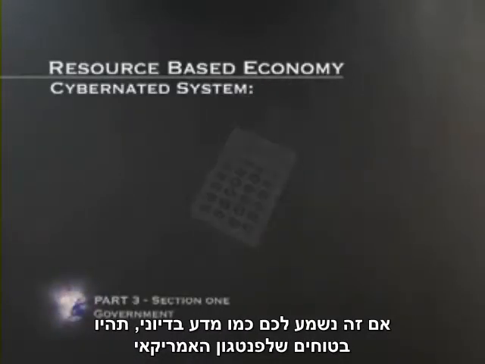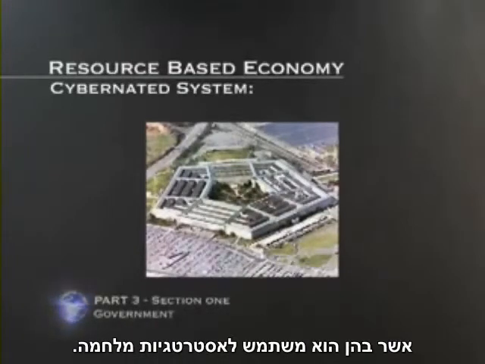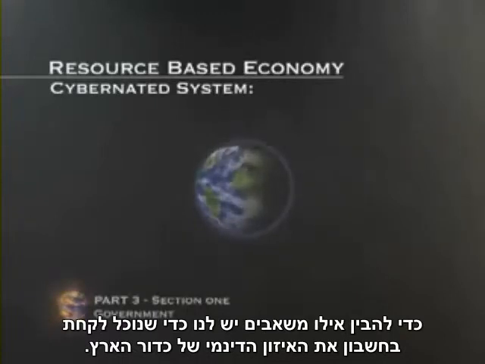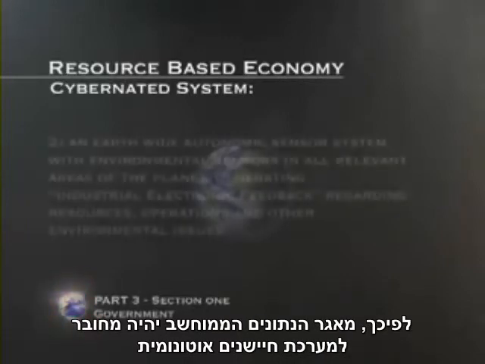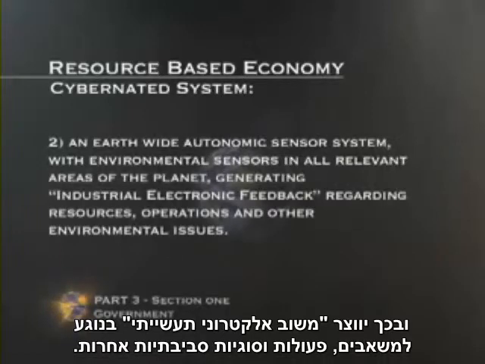If this sounds like science fiction, you can rest assured that the U.S. military's Pentagon likely already has similar database and decision-making programs which it uses for war strategies. However, in order for this system to be effective, it must also have real-time feedback input from the planet in order to understand what resources we have so we can account for dynamic equilibrium. Therefore, the central computerized database would lock into an Earth-wide autonomic sensor system with environmental sensors in all relevant areas of the planet, generating industrial electronic feedback regarding resources, operations, and other environmental issues.